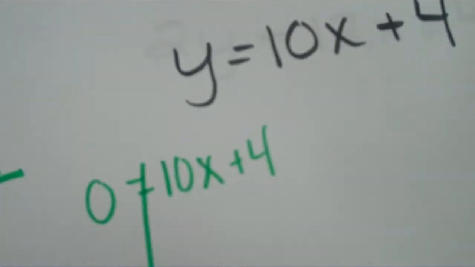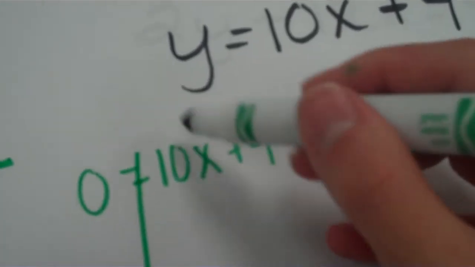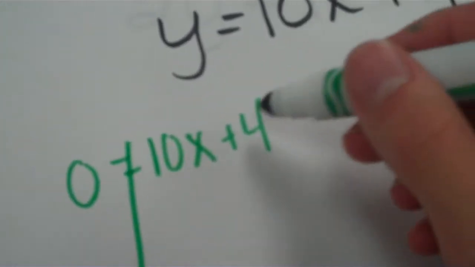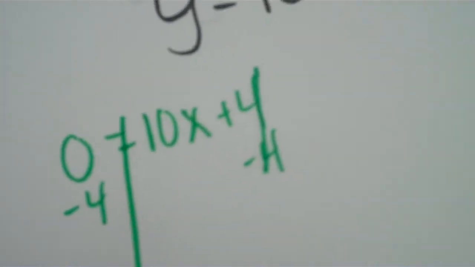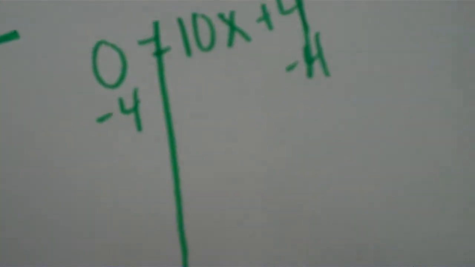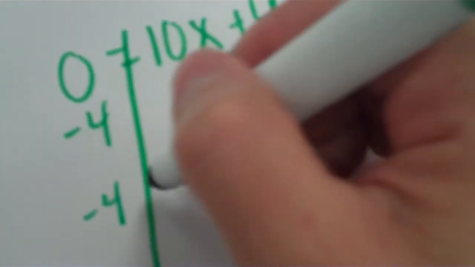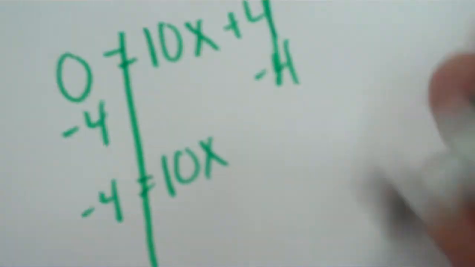Let me draw our line. We solve for x. This way is a little harder. Your x, 10's your best friend. I get rid of 4. The opposite of adding 4 is subtracting 4. Okay? These go away. 0 minus 4, if you don't know, is just negative 4 equals 10x. And then we divide by 10. Okay? Negative 4 divided by 10.